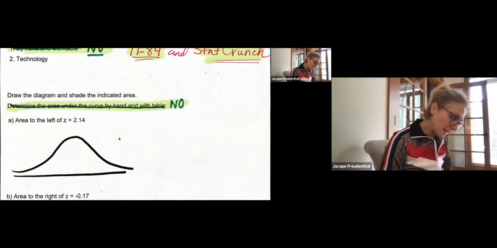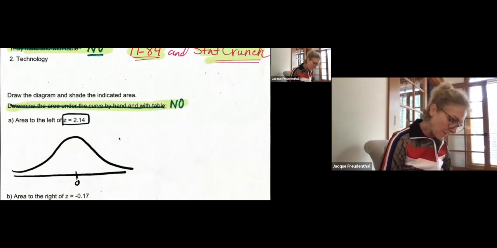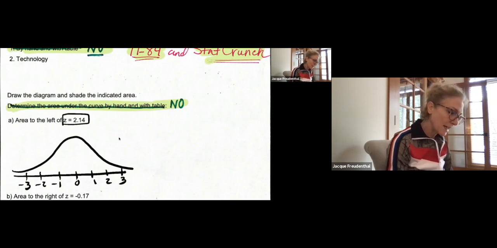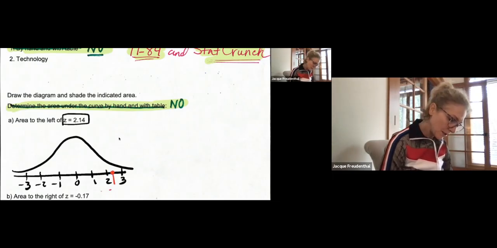And since it's a z, it says z right here, z equals 2.14. I'm going to mark that on my graph. So I'm going to put the scale for z-scores: 1, 2, 3, -1, -2, -3. That's the scale for z-scores. I'm going to take my 2.14 and mark it on my number line. So that position is 2.14.